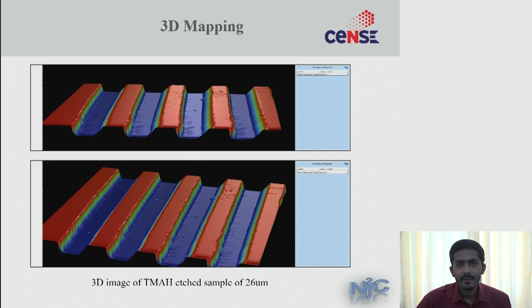This is an example of a 3D mapping which was performed using the DEKTAK tool at NFC. These are basically the trenches which are formed using silicon etching using TMAH as an etchant.